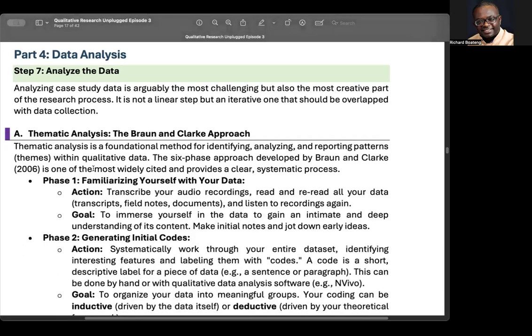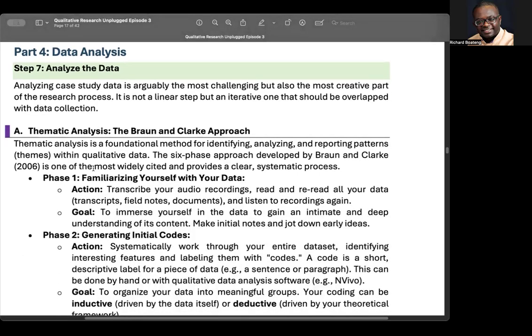All right, we've collected our data from multiple sources, navigated the ethics. Now comes what the guide calls possibly the most challenging yet also the most creative part. Part 4, data analysis, step 7. It's iterative, often overlapping with data collection. Where do we even start with a mountain of qualitative data?